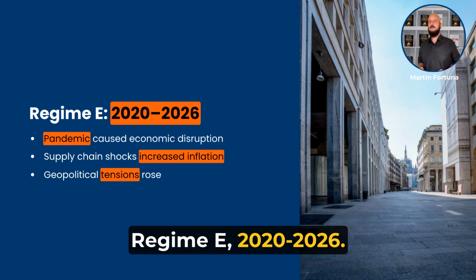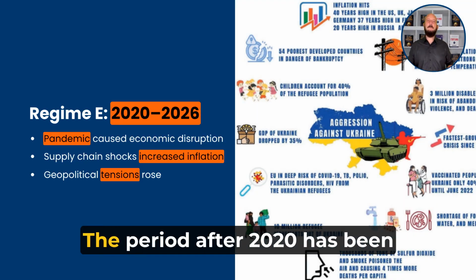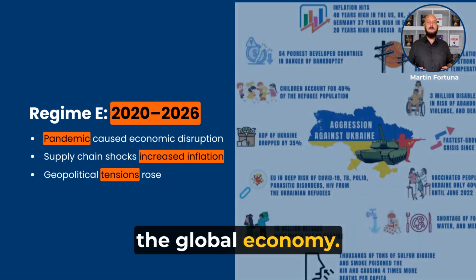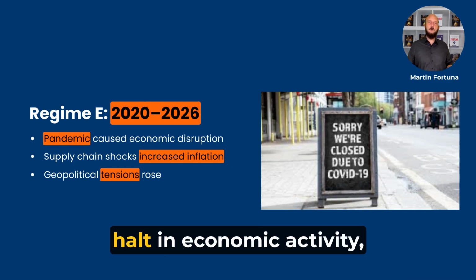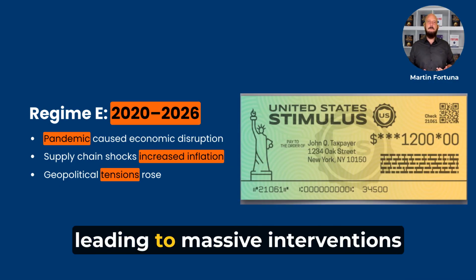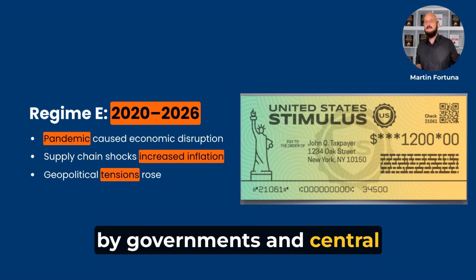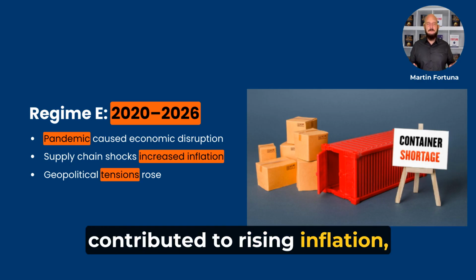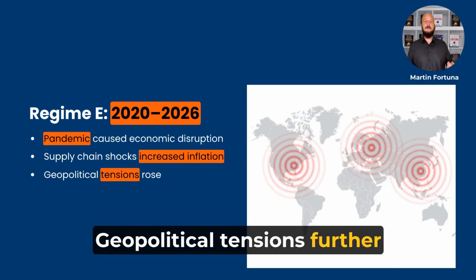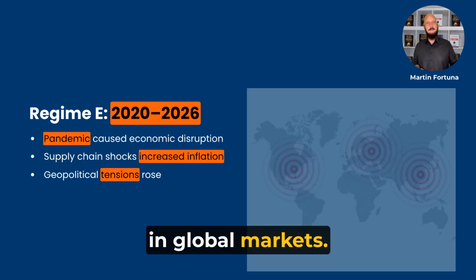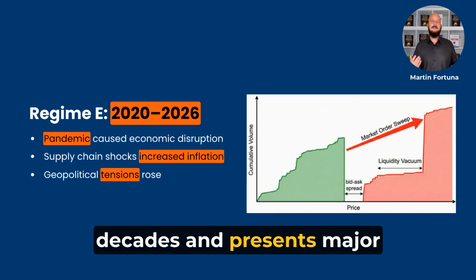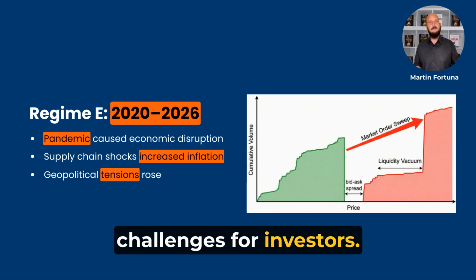Regime E, 2020-2026. The period after 2020 has been defined by extraordinary events that significantly impacted the global economy. The pandemic caused a sudden halt in economic activity, leading to massive interventions by governments and central banks. At the same time, supply chain disruptions contributed to rising inflation. Geopolitical tensions further increased uncertainty in global markets. This period stands out as one of the most volatile in recent decades and presents major challenges for investors.